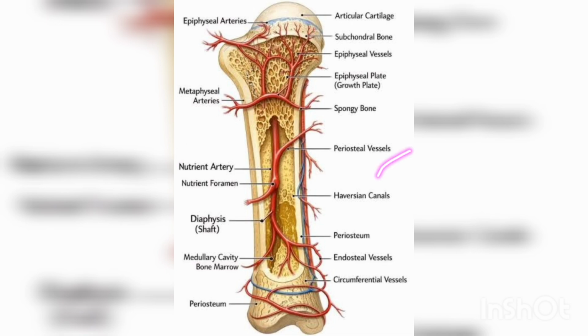The periosteal vessel mainly supplies the outer part of the bone. Epiphyseal and metaphyseal vessels supply the ends and growing region of the bone. The rich blood supply is extremely important for growth, repair, and remodeling.